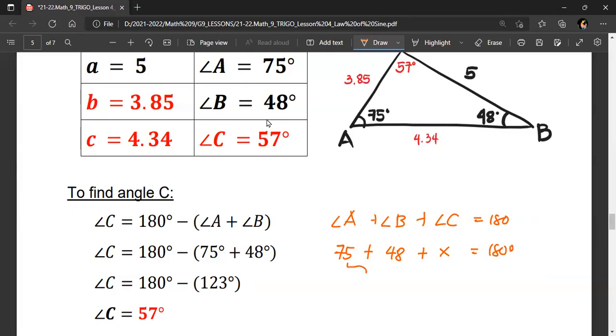If we add 75 and 48, we could come up with 123 plus x is equal to 180. 123 is like terms with 180, therefore they must be combined. 180 minus 123 is now equal to 57, and make sure that you include the symbol for the degrees. Therefore, our angle C this time is now 57 degrees.